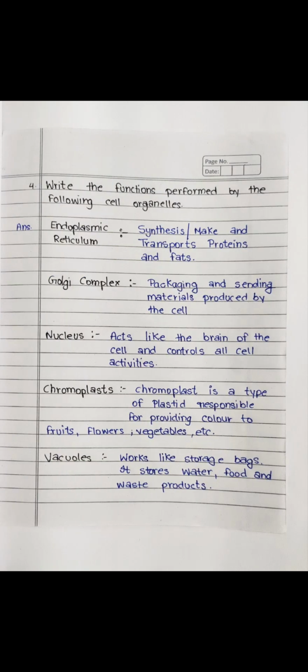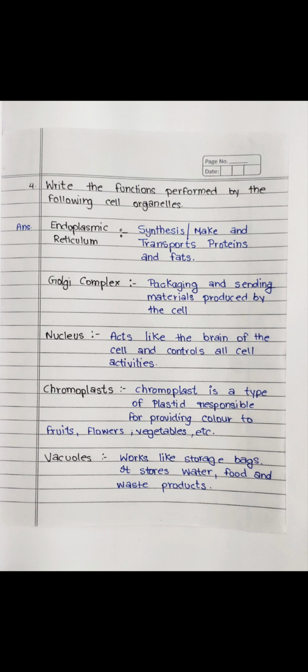Question number 4. Write the function performed by the following cell organelles. Number 1. Endoplasmic reticulum: synthesizes, or makes, and transports proteins and fats. Golgi complex: packaging and sending material produced by the cell. Nucleus acts like the brain of the cell and controls all cell activities. Chromoplast. Chromoplast is a type of plastid responsible for providing colors to fruit, flower, vegetable, etc.